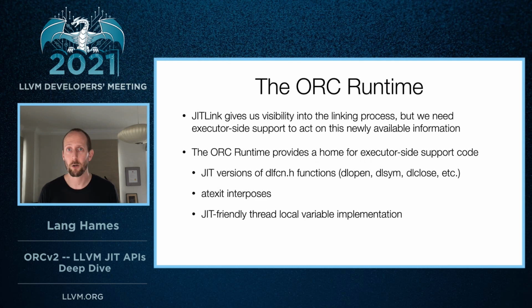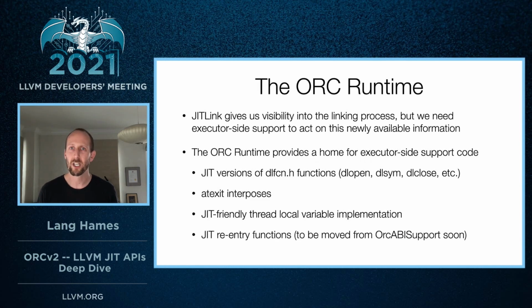We have a JIT-friendly thread local variable implementation that can handle adding new code to the library at runtime. And finally, we're going to move the JIT reentry functions there. Those JIT reentry functions that do the register state save and state restore currently live in LLVM, and we have a kind of awkward injection process to get them into the executing process. Now we can just express those in the ORC runtime.